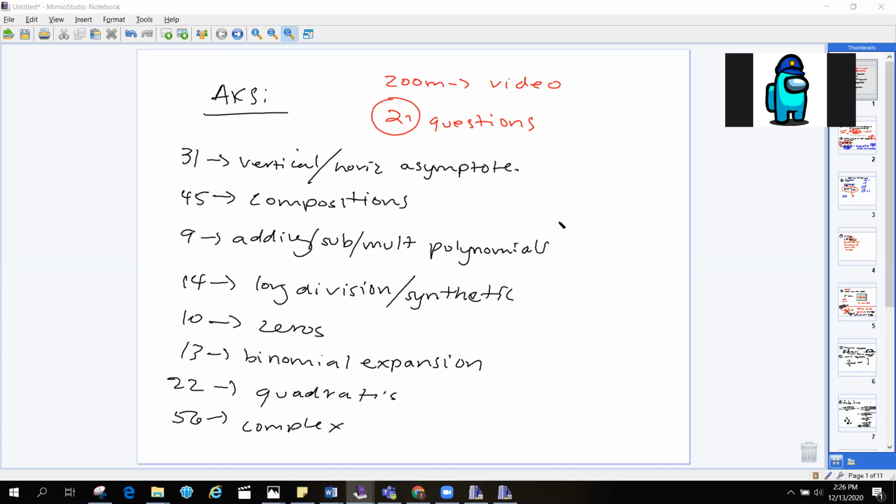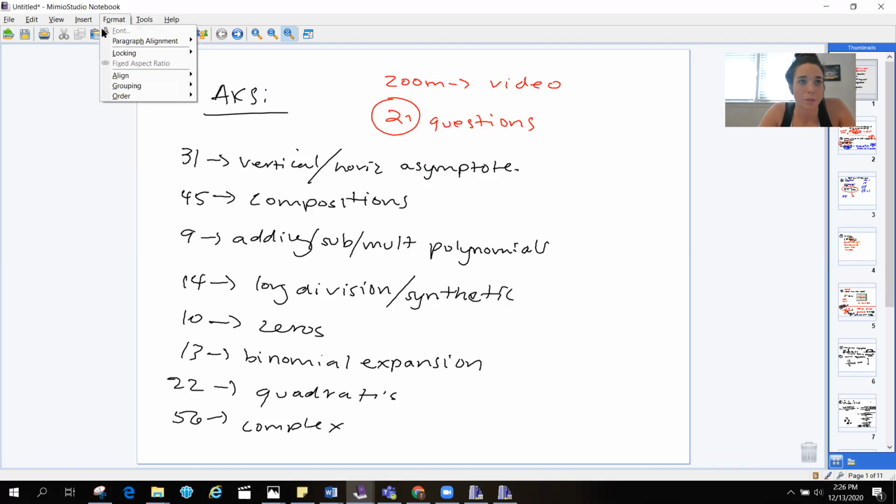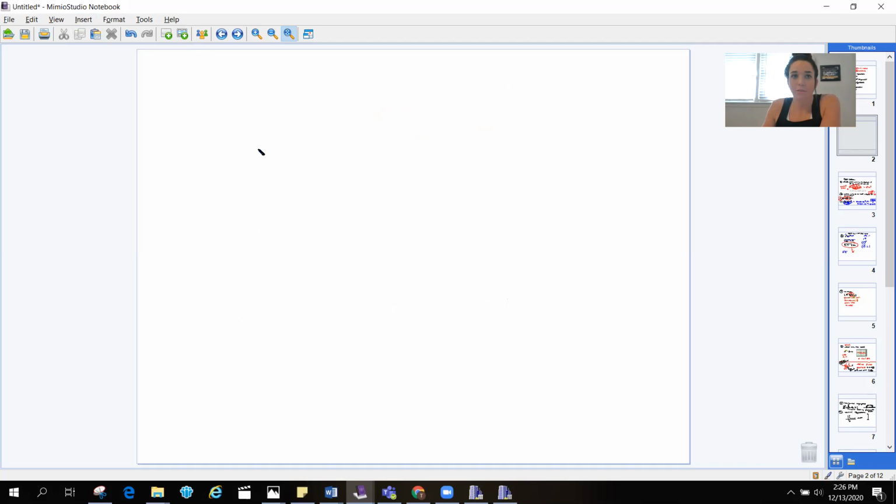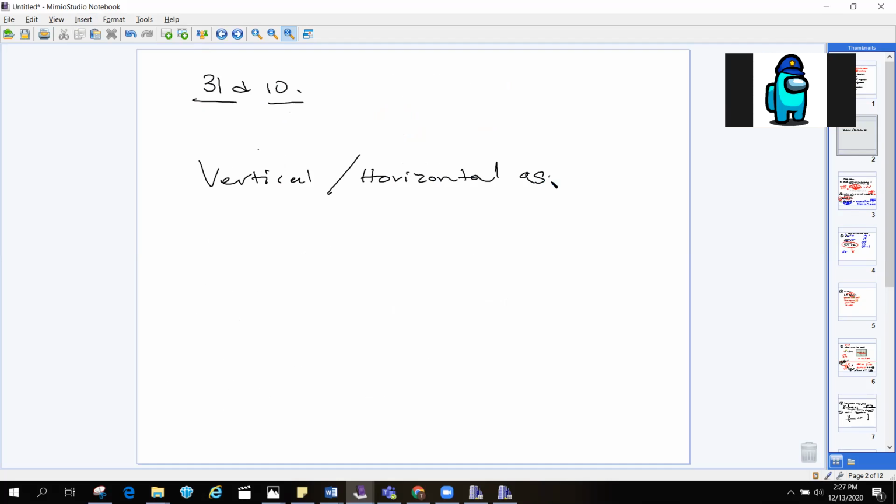Personally, I need to go over AKS 31 and AKS 10. Okay. What is that going to look like? Okay, so 31 and 10. Okay, so 31 is going to look like vertical and horizontal asymptotes. Is that what you're talking about? Yes, I don't get those at all.